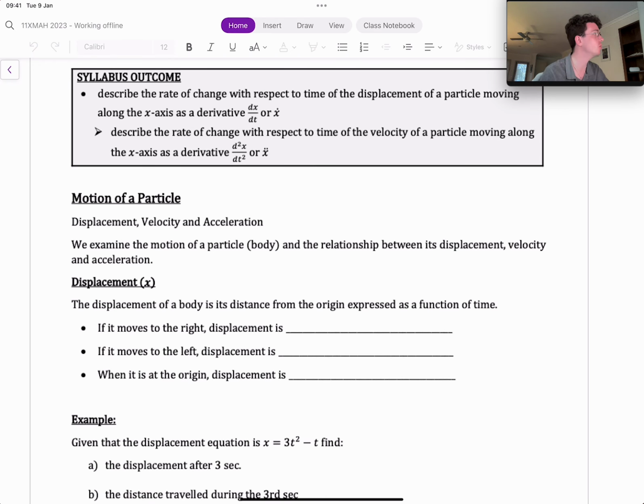When it says particle, don't stress and don't literally think it means that we're only talking about atoms moving along. It's just a way that we can express the motion of balls or objects. We just say particle. It's a particle or body.